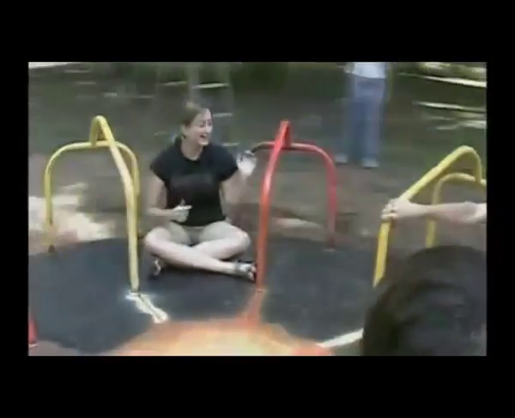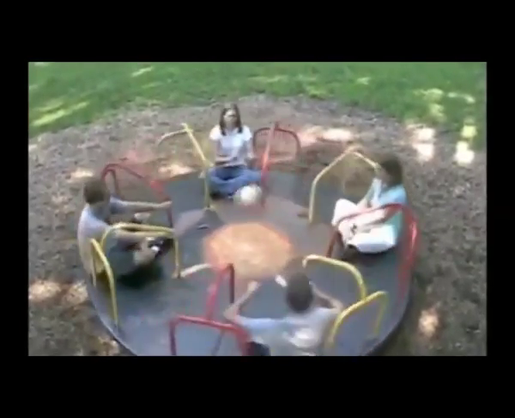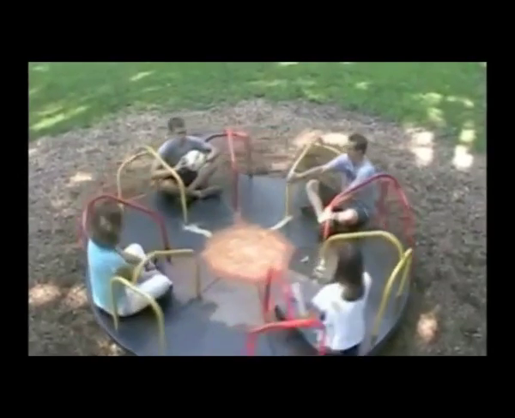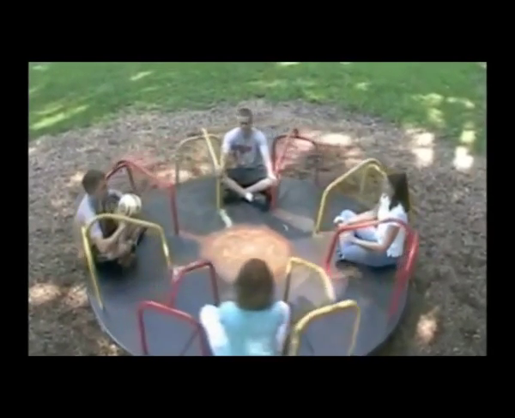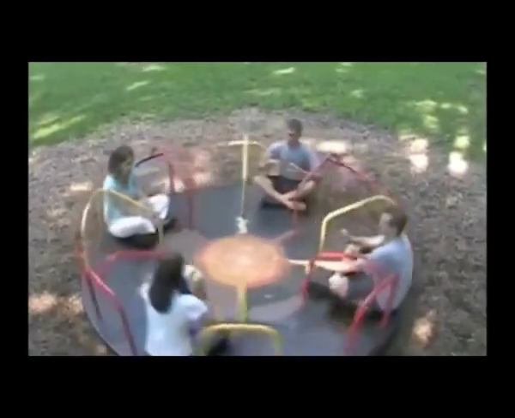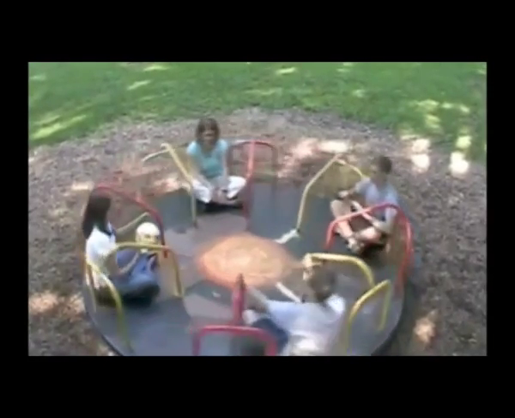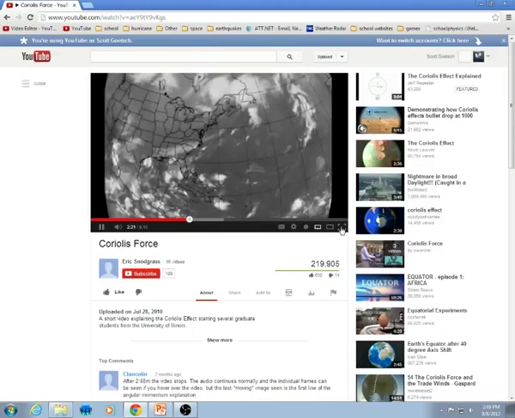Now, to an observer above the merry-go-round, the path of the ball appears straight. However, to people on the merry-go-round, the path of the ball curves to the right of the intended motion. This experiment demonstrates how the rotation of the merry-go-round appears to cause a deflection in the path of the ball. This also demonstrates how air movement on the Earth's surface can be deflected by the Earth's rotation, a phenomenon called the Coriolis Effect. How do we relate the effects of the Coriolis force to air motion in our atmosphere?